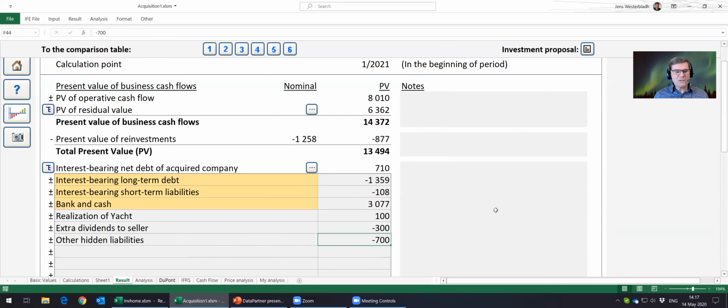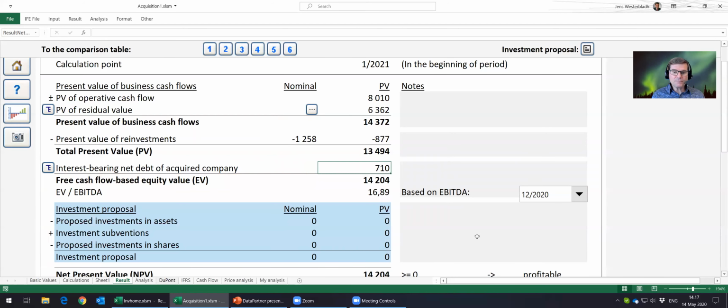Maybe you also see a risk of some hidden liabilities that are not shown in the financial statements, and you want to take that into account. Or it can be some positive also, of course. But anyway, that's manual, and after that correction, you then end up with this equity value based on free cash flow, 14.2 million. So this is your forecast, and this is what you believe that it's worth.